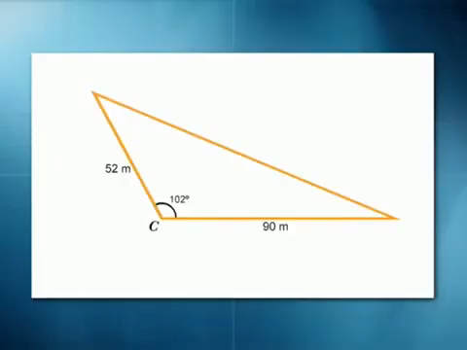Okay, let's do an application. Here's a triangular lot. It's got an angle of 102 degrees. And if you march this way, it's 52 meters that way, and it's 90 meters that way. So it's a triangular lot, and you know the included angle, and you know the lengths of two sides.